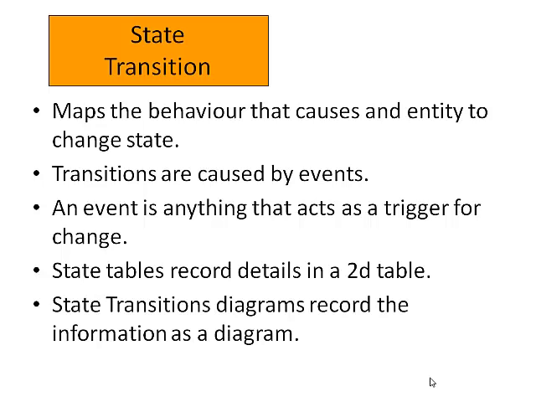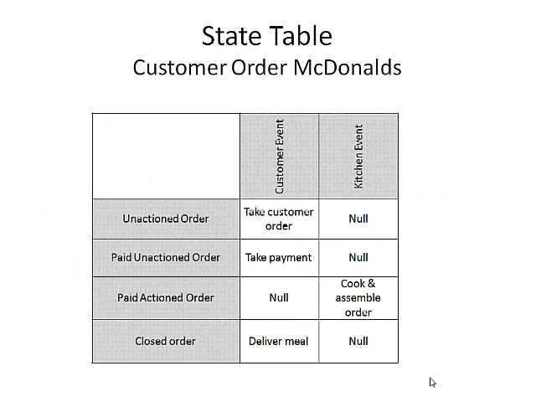So, again, if we look at an example of a state transition diagram, we might think about the states in which perhaps an order sits when you buy a burger at McDonald's. You give the person behind the counter the order is unactioned. Nothing's going to happen to that order until you pay for it, so you make your payment. Another event. Having made the payment, the operative then assembles the order and gives it to you.